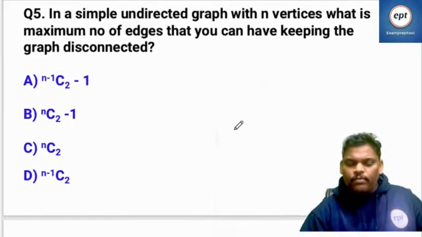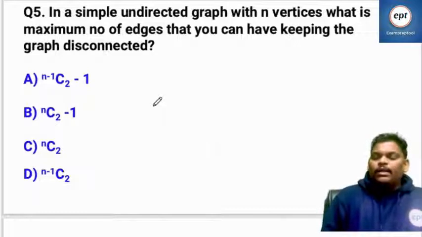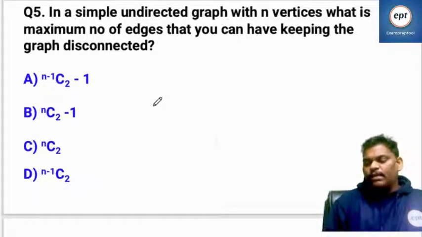Let's come to question number 5. Can you try now? Can you see this? In a simple undirected graph with n vertices, what is the maximum number of edges that you can have keeping the graph disconnected? N vertex graph disconnected, maximum edges how many can you have?